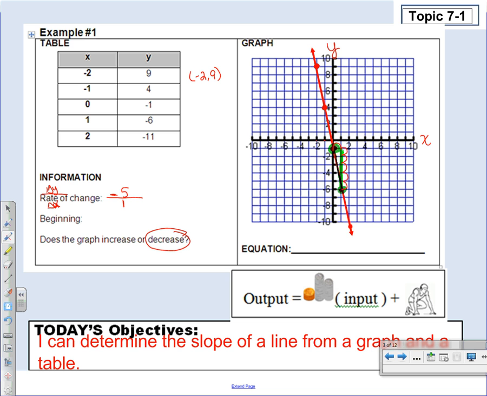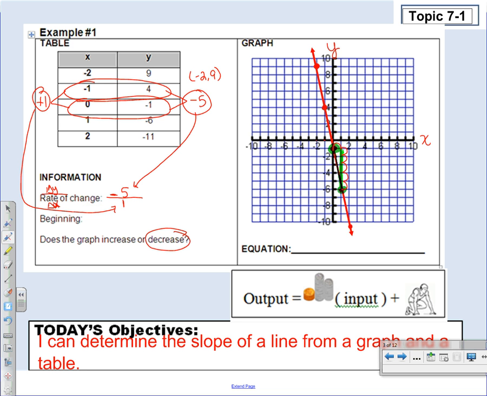I could also do this on the table. If I pick any 2 points on the table, I'm going to pick the negative 1, 4, and also 0, negative 1. Those 2 points, I'm going to look, how does my y change? In order to go from a positive 4 to a negative 1, I would have to subtract 5. In order to go from a negative 1 to a positive 0, I would have to add 1. So the negative 5 tells me how far I went down. The positive 1 tells me how far I went to the right. So our rate of change is negative 5.